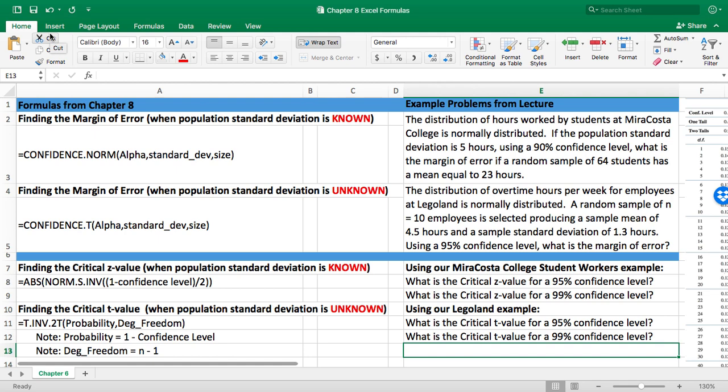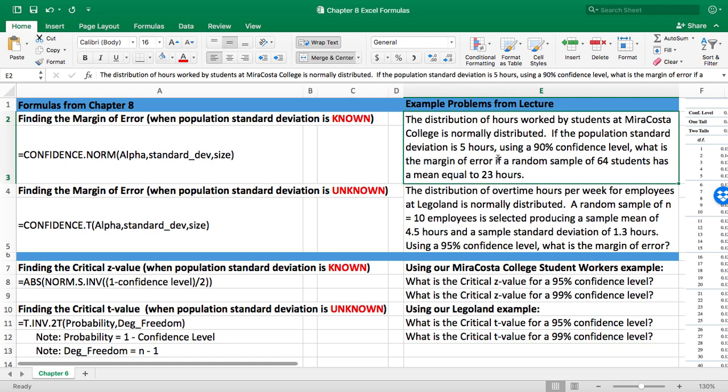In this video, I'll show you how to use Excel to solve some of the problems in Chapter 8. So here is a problem from our lecture. The distribution of hours worked by students at Maricosta College is normally distributed. If the population standard deviation is 5 hours, using a 90% confidence level, what is the margin of error if a random sample of 64 students has a mean equal to 23 hours?